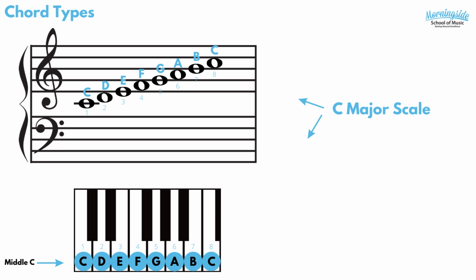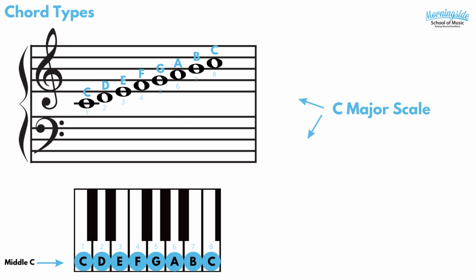So if we look here, we can see that we have C, D, E, F, G, A, B, C. That's a C major scale, and the numbers we're going to assign to that are 1, 2, 3, 4, 5, 6, 7 and 8. Number 8 being the octave, the same as the first note, which is also C. And at the bottom of the screen you can see the C major scale on the piano.